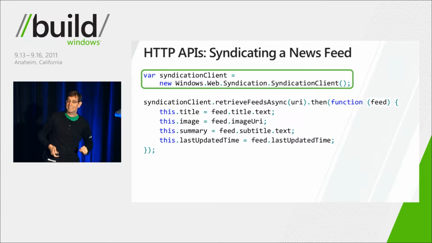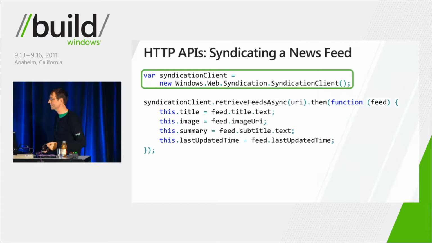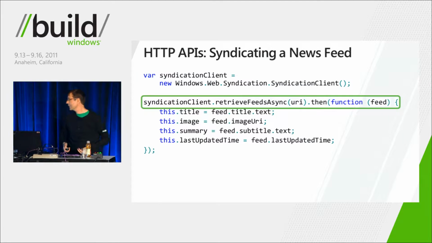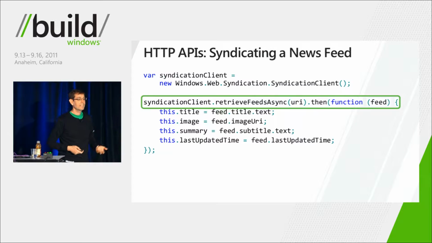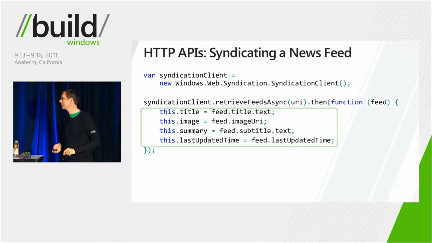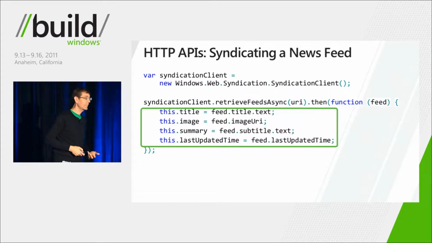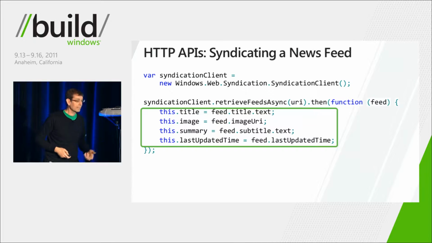So you make your syndication client. You do it with Windows Web syndication client. You make your object. You can then call retrieve feeds async. That will actually retrieve the feed for you. And it will retrieve information about the feed in particular. You can then use that information and update your user interface. The title, the image, the summary, the updated time.